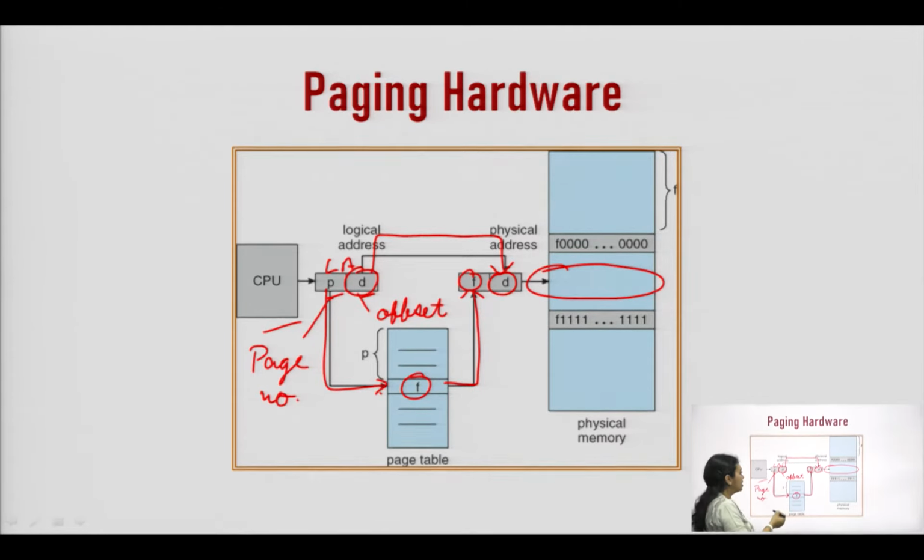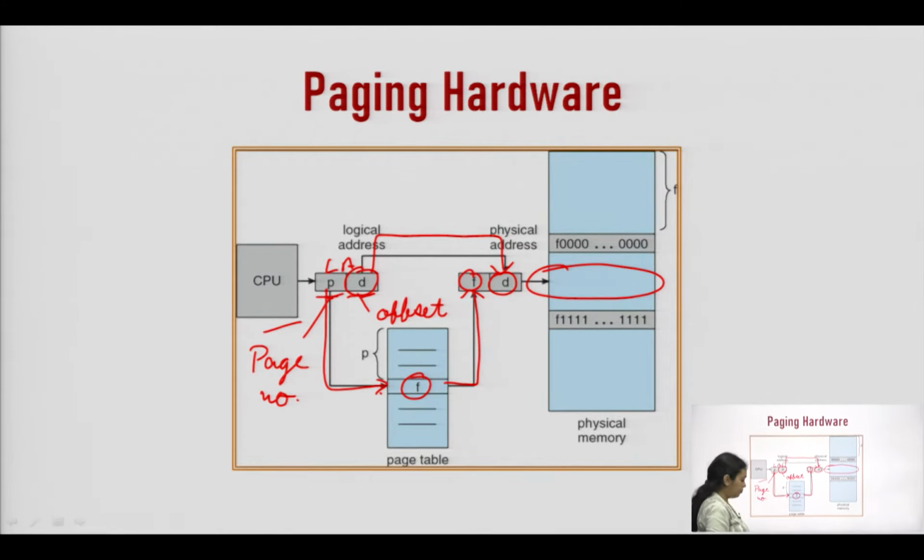Just taking a quick glance over it, the CPU generates the logical address, which is divided into two parts, page number and page offset, P and D. The page number goes to the page table, from where the frame number is fetched, and the frame number combined with the offset gives us the exact memory location in the physical memory.